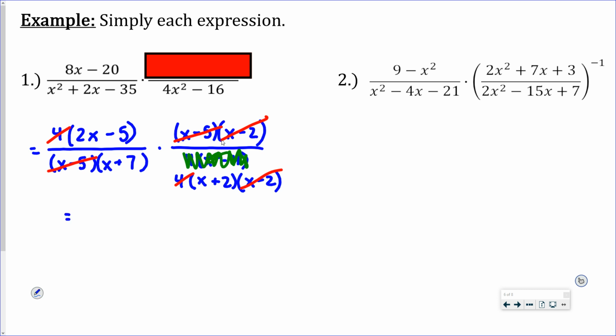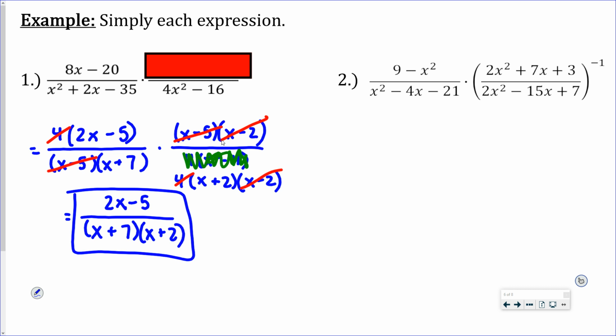So up top, all I'm left with is 2x minus 5. You don't really need parentheses around that since that's the only thing you're left with. On bottom, don't multiply these out. You can just leave them factored: x plus 7 times x plus 2. That's all it is. Here's how students make it really hard: they try to multiply this all together first, and then they're left with a mess that they have to factor. Don't do that.